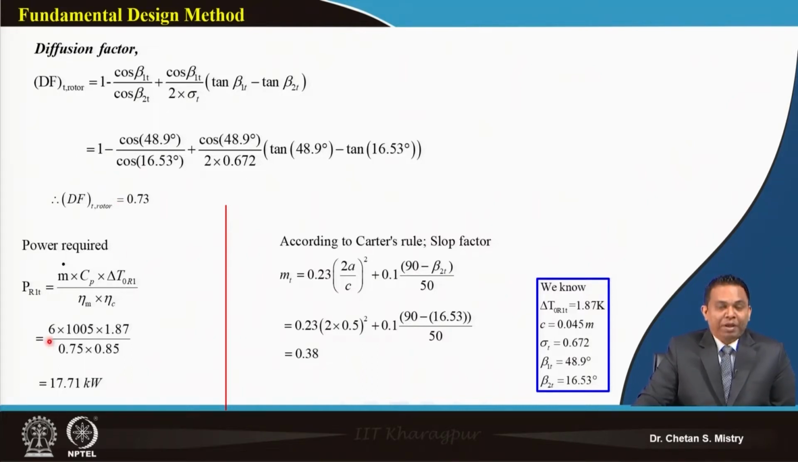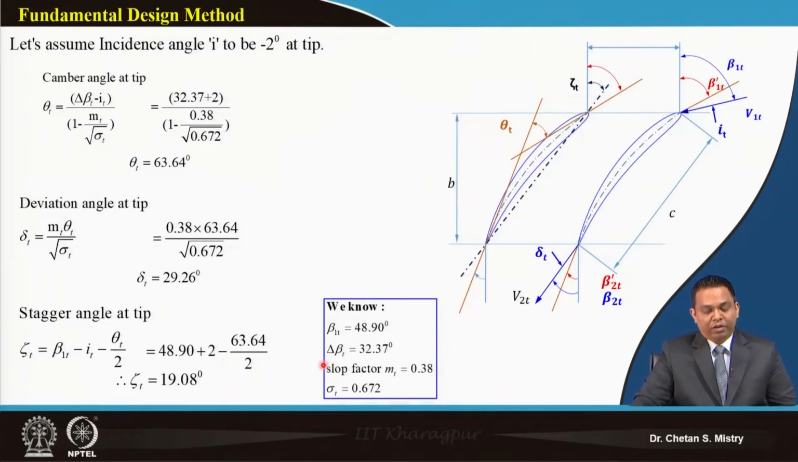And my power calculation, if we compare at the hub, at mid station and at the tip, this is a tip loaded rotor, and that's the reason the power at that station is coming 17.71 kilowatt. Now based on Carter's rule, we can calculate the M factor, and this is coming 0.38.